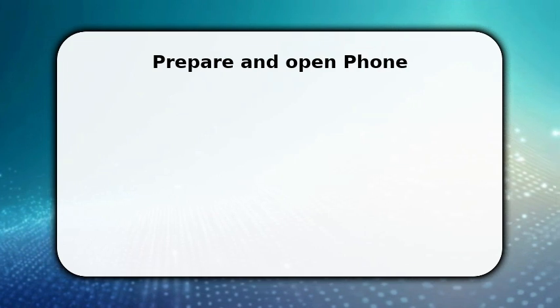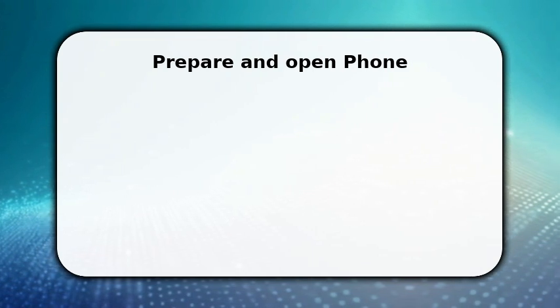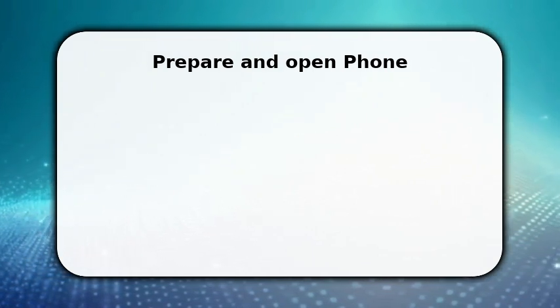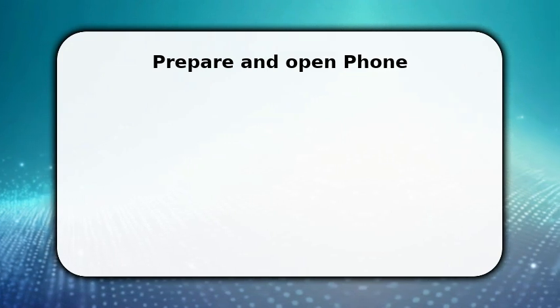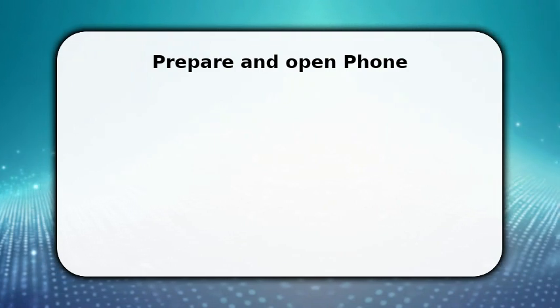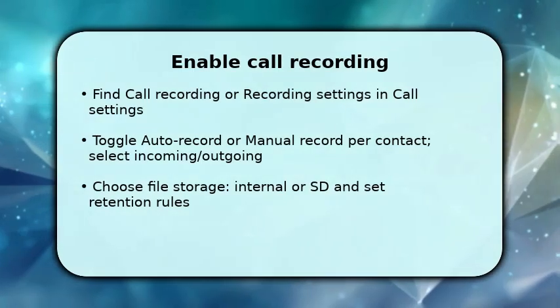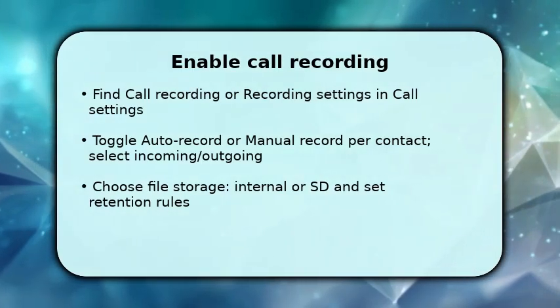Next, tap the three-dot menu or the gear/settings icon inside the phone app to reach call settings. This is where the recorder lives. Make sure you have a stable unlock and no battery saver blocking background services, because permissions and services must run continuously. Now navigate to call recording or recording settings within the call settings screen.